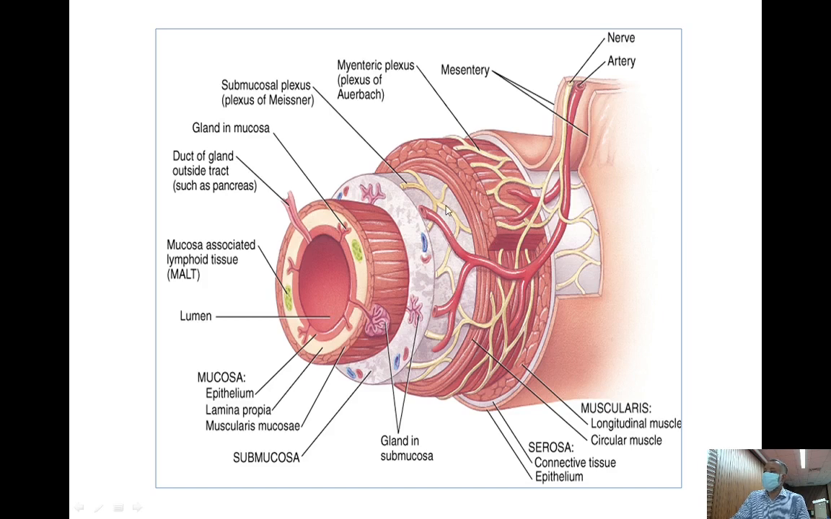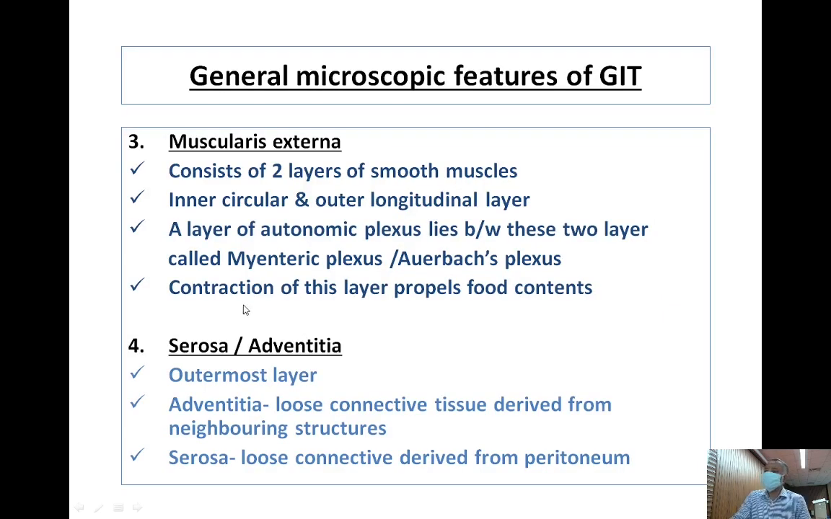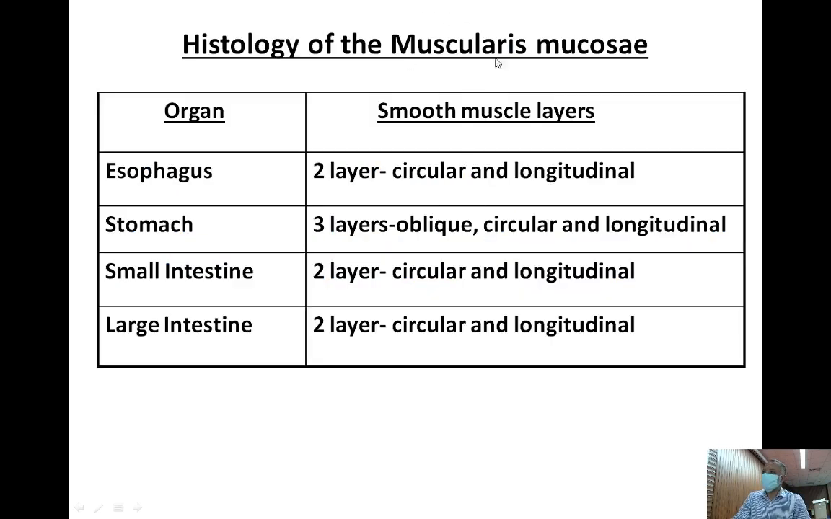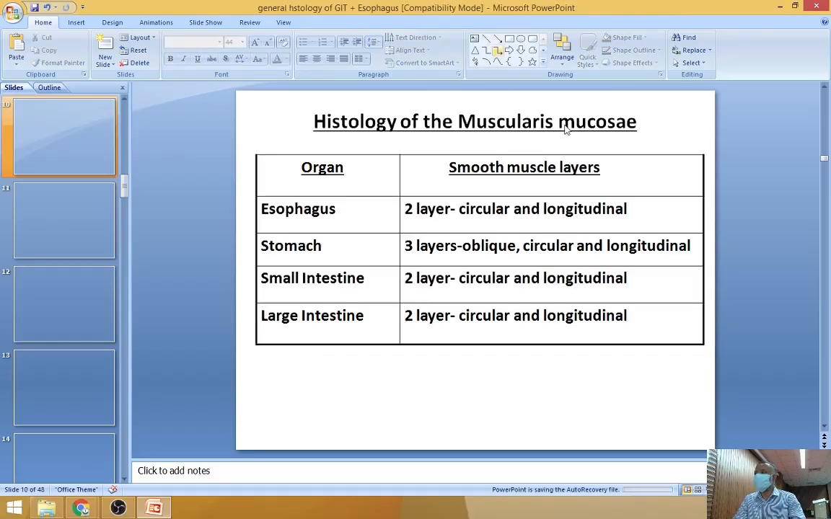In the submucosa we are having autonomic nervous plexus, which is known as Meissner's. But in the muscularis externa, again there is an autonomic nervous plexus, which is known as the plexus of Auerbach. So you have to remember these 2 words. Okay, Meissner's plexus, submucosa, and plexus of Auerbach, that is in the muscularis externa. Then contraction of this muscle, muscularis externa, helps in the propelling of the food contents through the GIT.